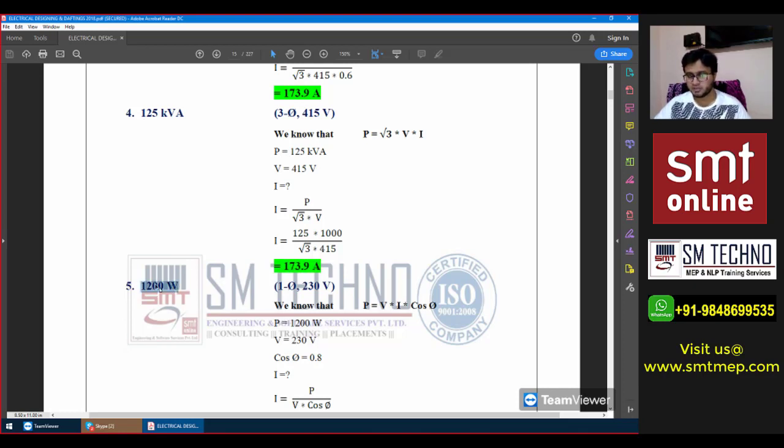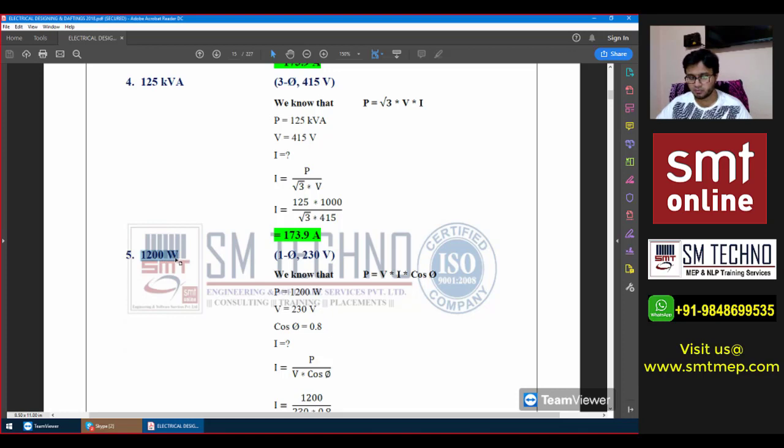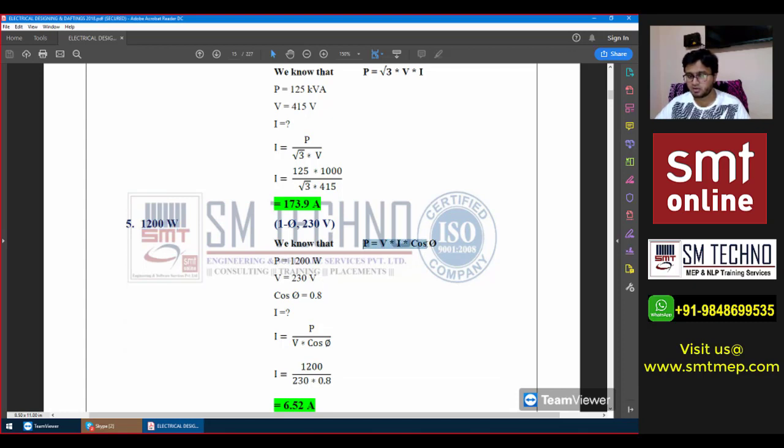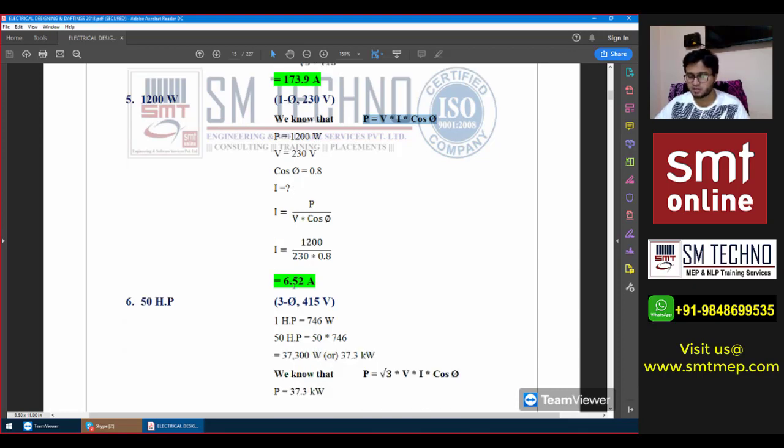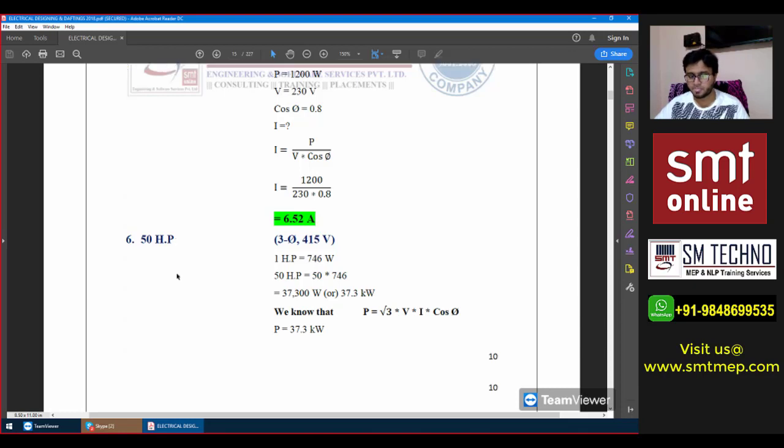Next we are having 1200 watts, nothing but 1.2 kilowatts, which is less than 5 kilowatts. So it's an active power, and the formula is single phase only: P equal to VI cos phi. P is 1200, V is 230, cos phi 0.8, and I we have to find out. We are getting 6.52 ampere. This much current is required to run this much load.